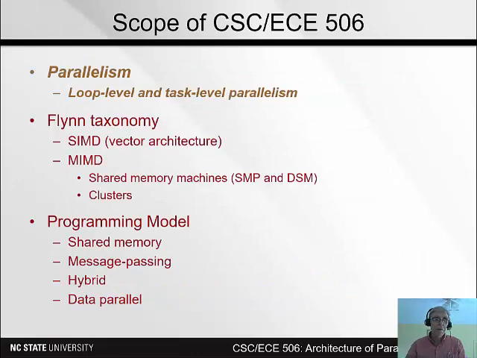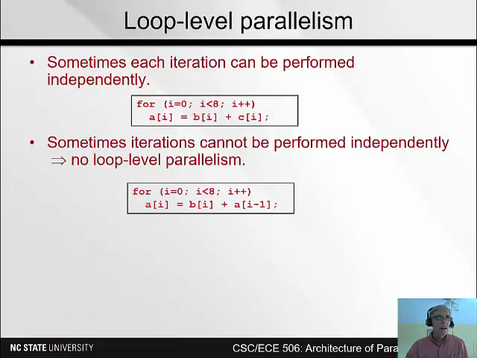Now we've just talked about parallelism from an architecture point of view. I'd like to talk about it now from a programming point of view. We'll talk about loop level parallelism, task level parallelism, and programming level parallelism. So to start off with, we have loop level parallelism.